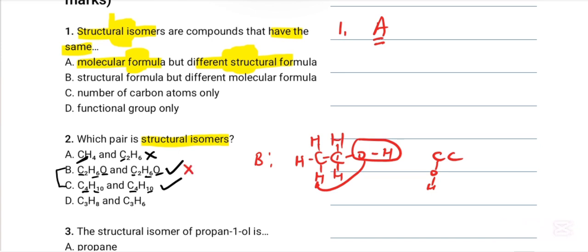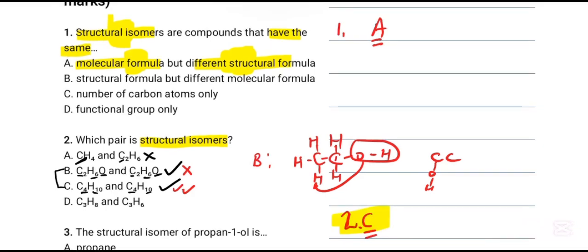Therefore, it is obvious that the correct answer is C. So 2 is C. Why not D? Let's look at D. In D, there are 3 carbon atoms, 3, but the hydrogen atoms are not equal. So this one is out. Let's go to number 3.